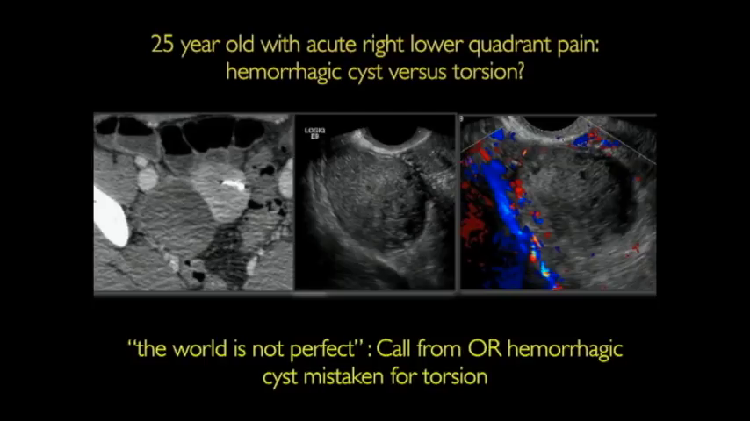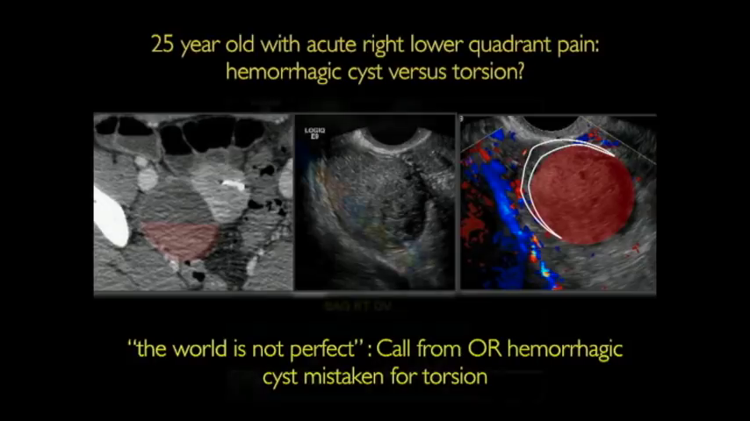If you go back, you can see here's the stretched ovarian parenchyma, and here's the hemorrhagic cyst. And you could really see the Doppler flow as well in the periphery, and you could see a little bit of layering of the hemorrhagic material on the CT.